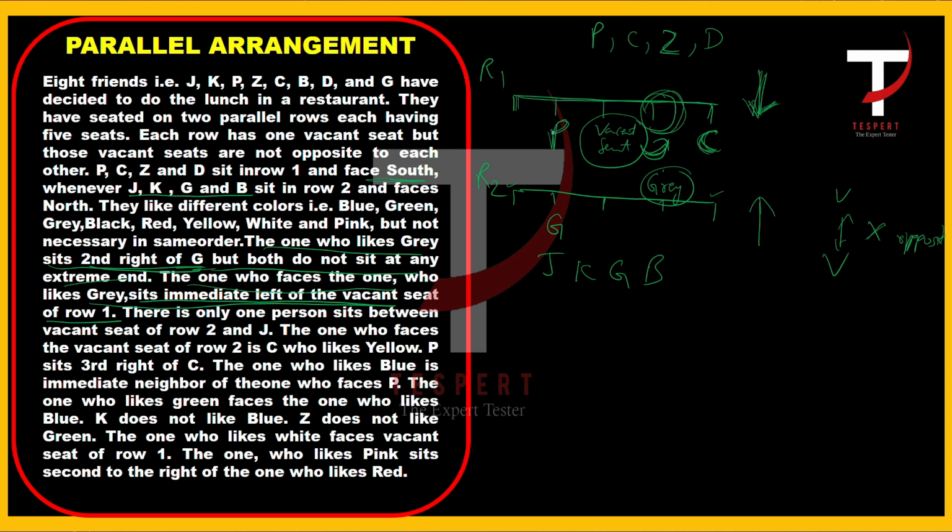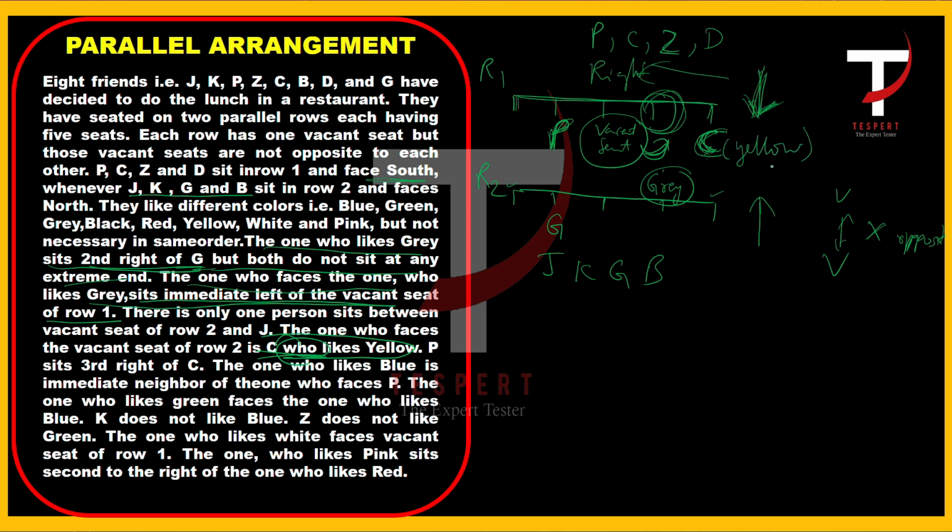Why? Because all are facing the south direction, so right side, in the sense, you must move like this. This is the right side of row 1. As C is here, P is third right of C: this is the first right, this is the second right, and this is the third right. And it is given that C likes yellow. C, who likes yellow. So here "who" refers to C. So C likes yellow.